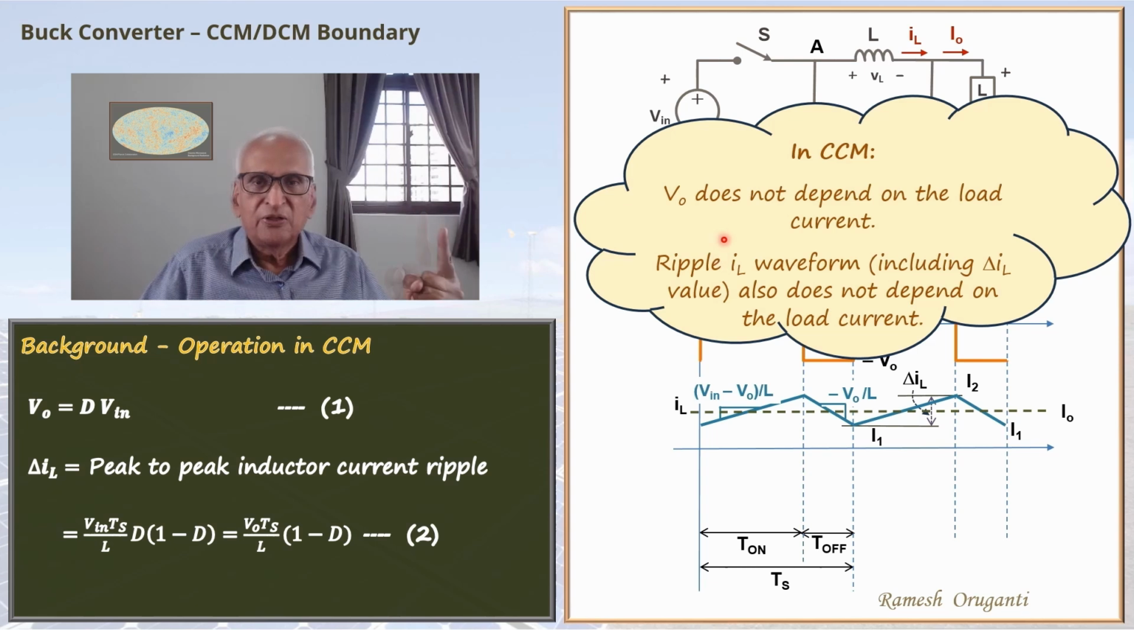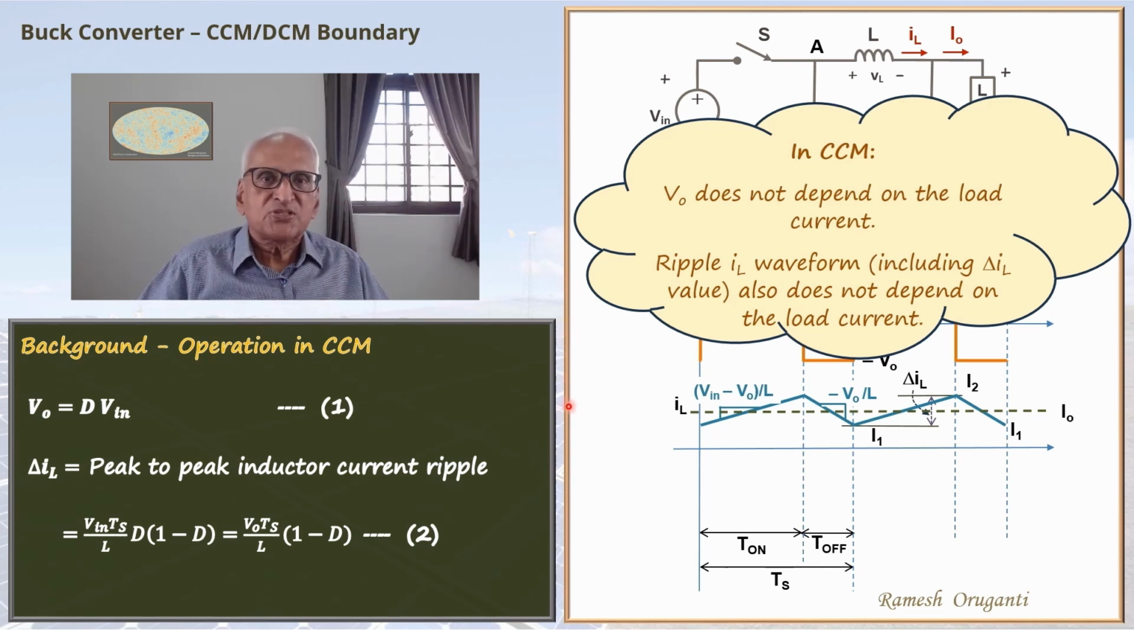Number one, the load voltage does not vary with load current under CCM. Number two, the ripple current waveform, the delta IL value, does not change with load current under CCM. Keep that in mind, we will use it soon.